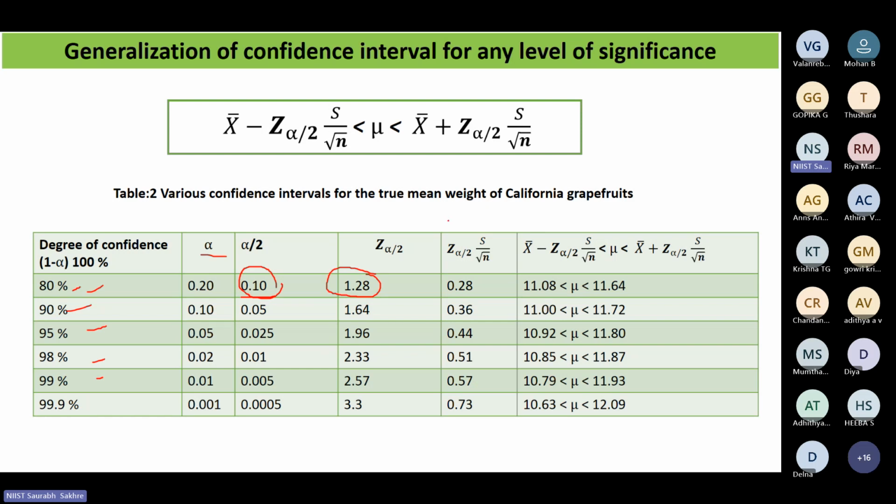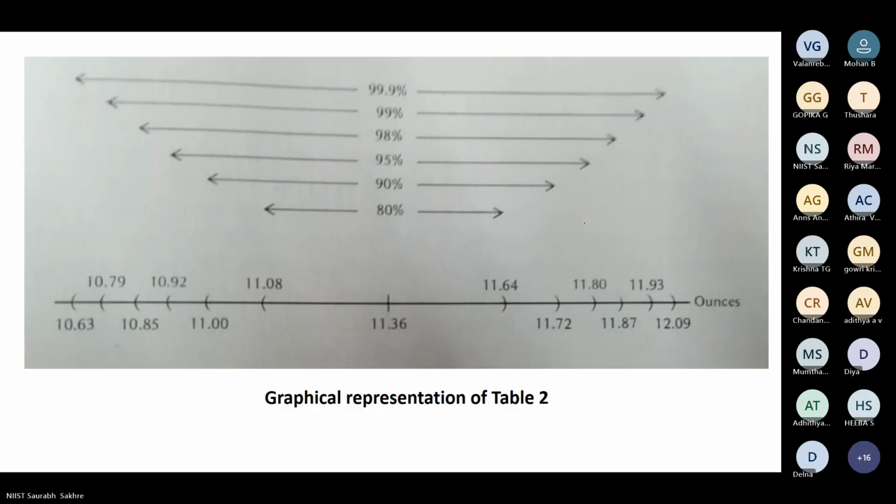I hope up to this point it is crystal clear how we will go. This s by root n I have taken for the California grapefruits only. This s by root n will vary for each problem, so you have to keep this in mind. It is not fixed. Now this table is for the California grapefruit example only. I hope the generalization of the confidence interval for any level of significance is clear to you, and the same I can represent graphically.